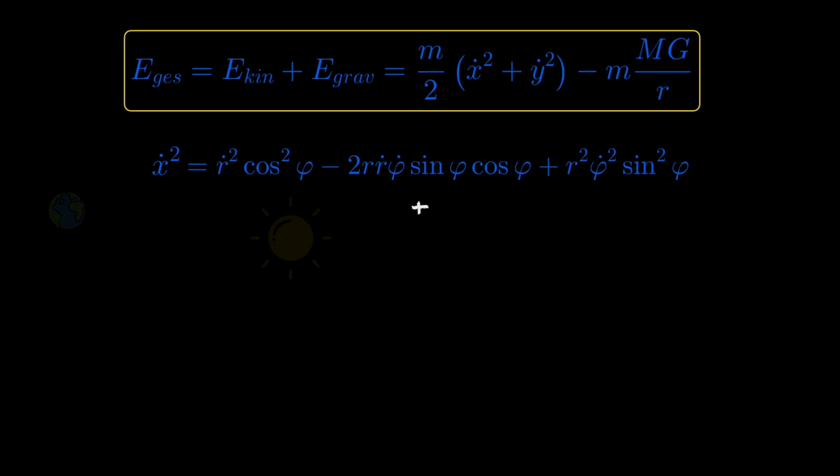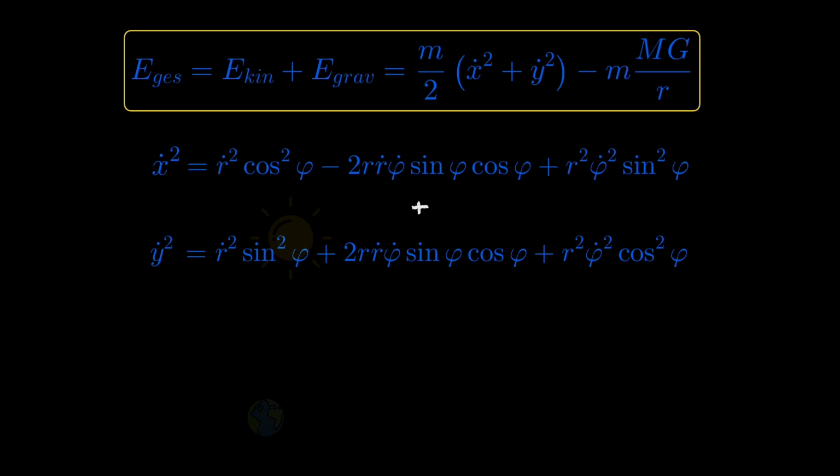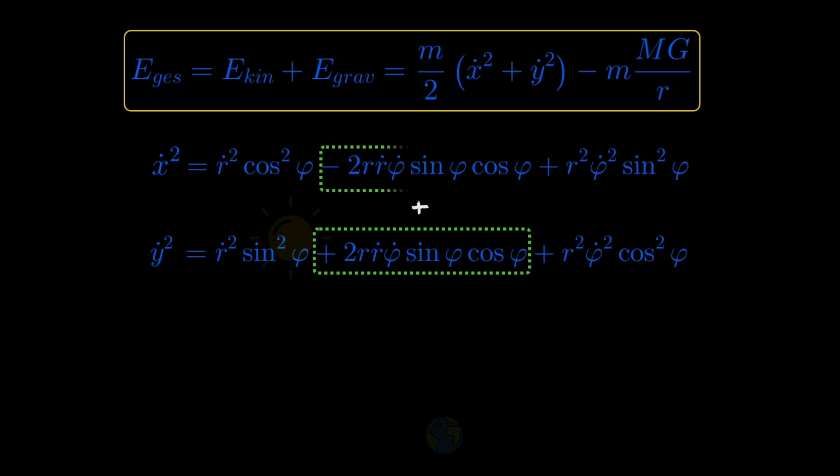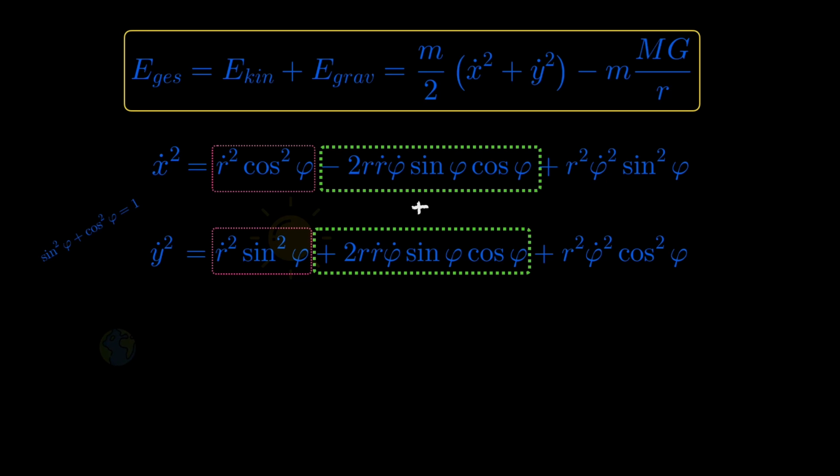Let's write the x dot squared plus y dot squared a bit clearer. This way we can already see that the two terms in the middle cancel each other out. For the rest, we have to remember the coolest trigonometric identity ever, which is that the cosine squared plus the sine squared equals 1. This way r dot squared cosine squared plus r dot squared sine squared is just equal to r dot squared. And in a similar manner, we can construct the remaining two terms.